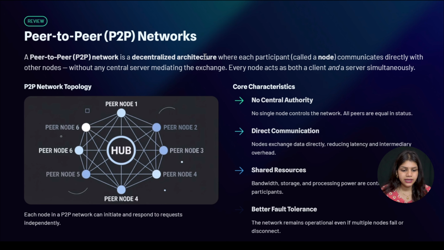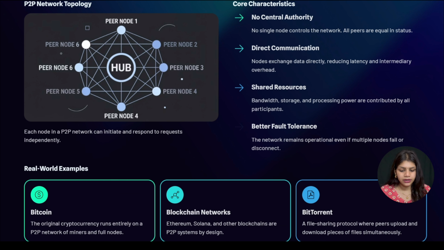It is a decentralized architecture where each participant communicates directly with other nodes without any central server. The core characteristics are: no central authority, direct communication, shared resources, and better fault tolerance. Real world examples are Bitcoin, blockchain networks and BitTorrent.